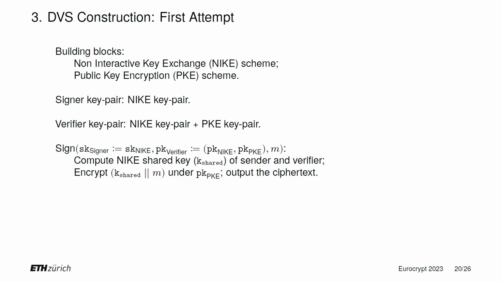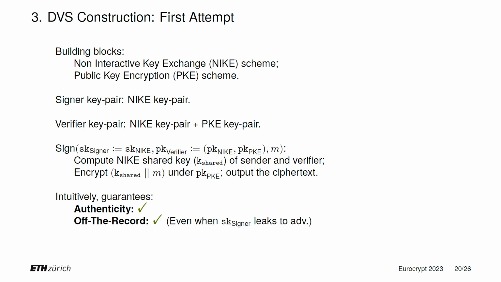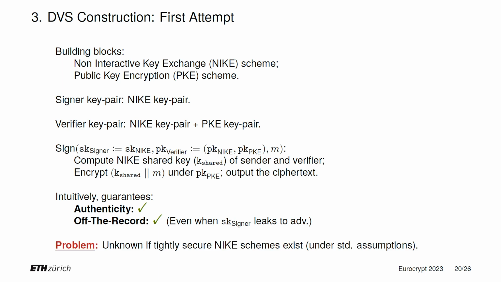I'm not going to explain how the verification goes, but I think it's clear that this scheme is authentic because no one can compute this shared key unless they have at least one of the secret keys. It also satisfies this off-the-record guarantee, even if the signer's secret key leaks to the adversary, because we are using this PKE scheme. There is one problem with this, which is that there are no known NIKE schemes which are tightly secure under standard assumptions. So we now try to fix this.